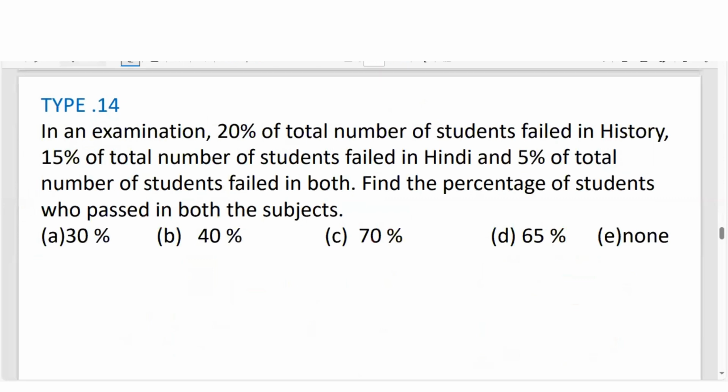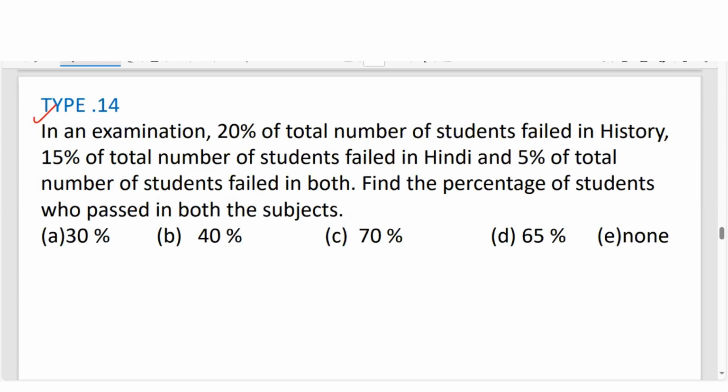Our next question is also very important. In an examination, 20% of the total number of students failed in History, 15% of the total number of students failed in Hindi, and 5% of the total number of students failed in both. Then find the percentage of students who passed in both the subjects.